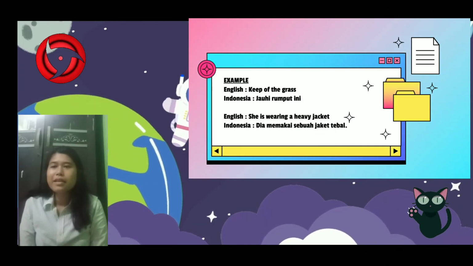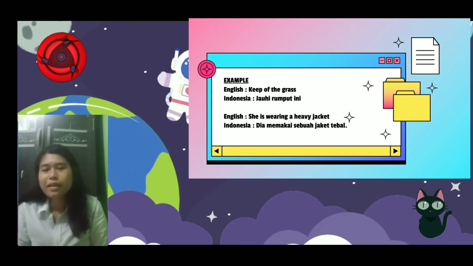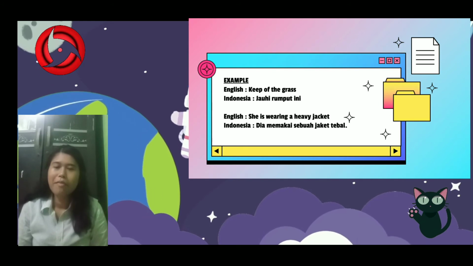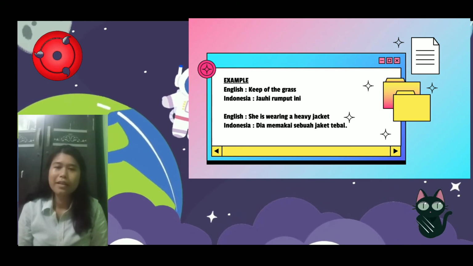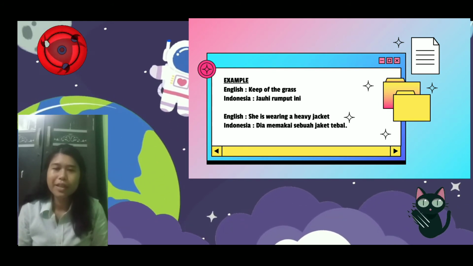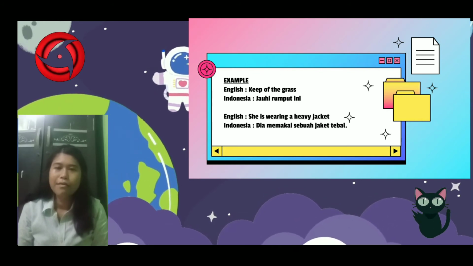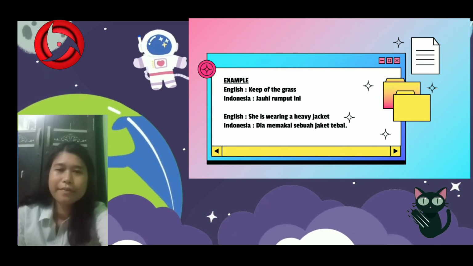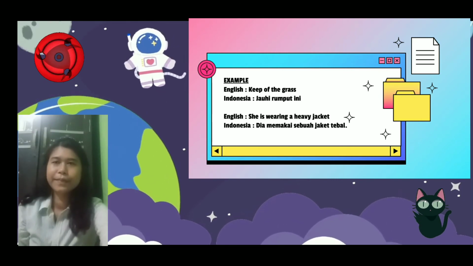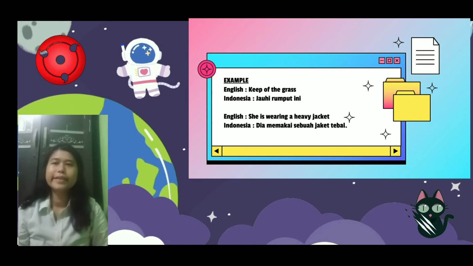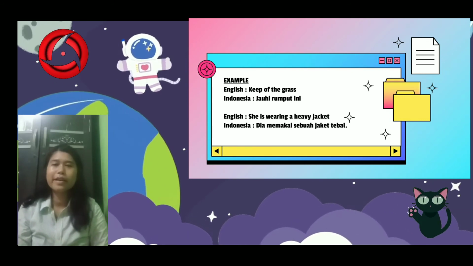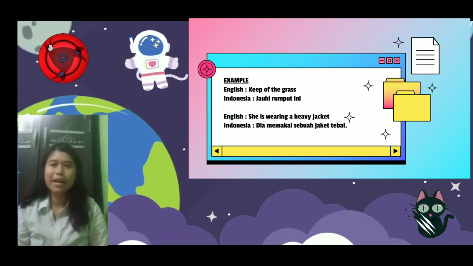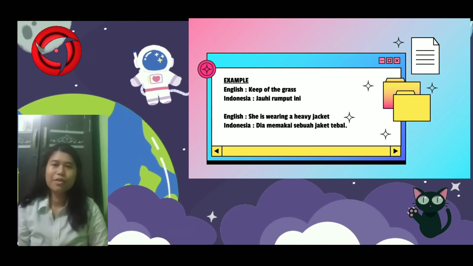We see an example, in English: keep off the grass, but in Indonesian: jauhi rumput ini. We see another example. In English: she is wearing a heavy jacket, but in meaning in Indonesian: dia memakai sebuah jaket.